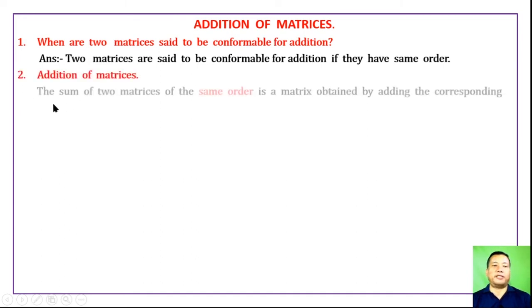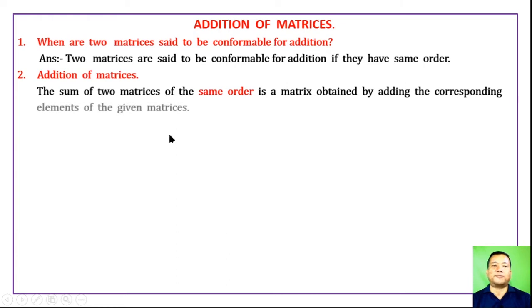Addition of matrices. The sum of two matrices of the same order is a matrix obtained by adding the corresponding elements of the given matrices.